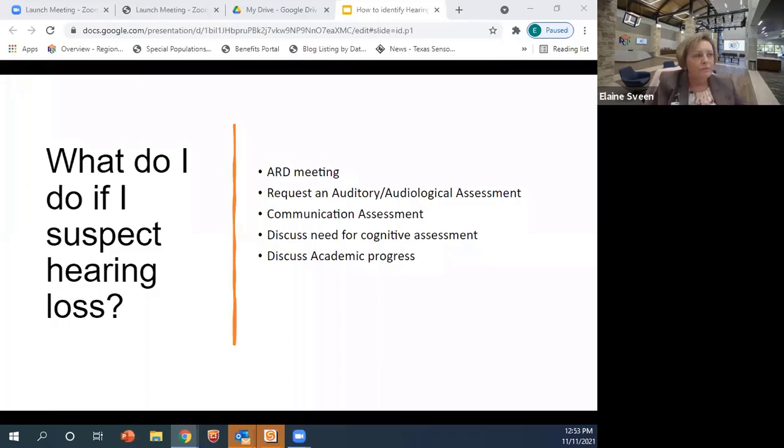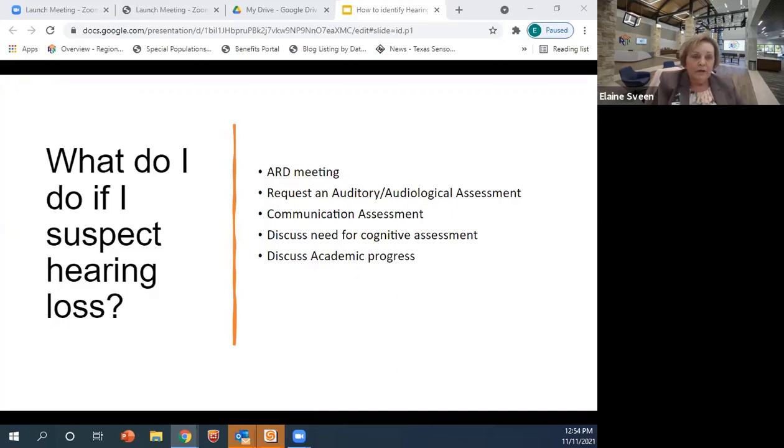All right. What do you do if you suspect a hearing loss? This is something you can bring up at an ARD meeting. You can request an audiological assessment, which is very valuable to understanding hearing loss. A communication assessment can be requested. Discuss the need for a cognitive assessment, look at academic progress.